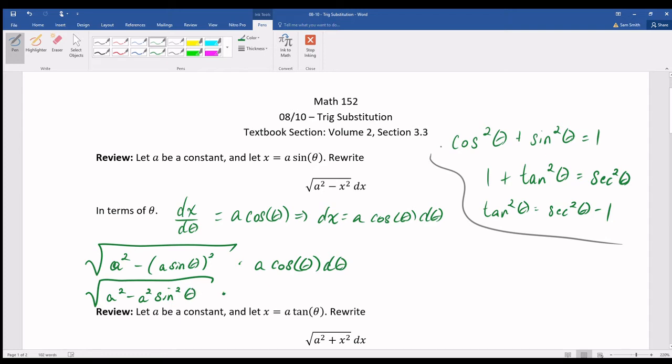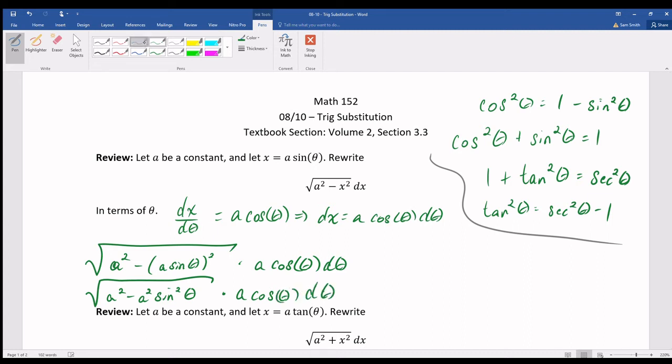which is speaking to me of the Pythagorean theorem, because the Pythagorean theorem says that cosine squared plus sine squared equals 1, or in other words, cosine squared equals 1 minus sine squared. And what we have under our root is exactly that, except that we have multiplied both of our terms by a copy of a squared.